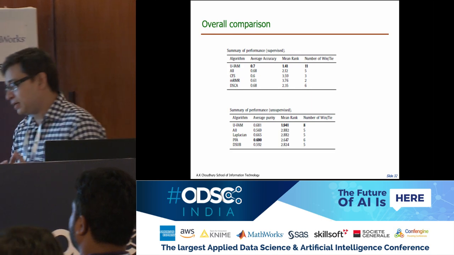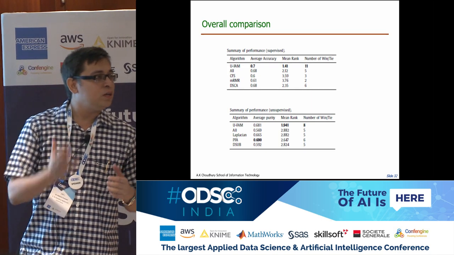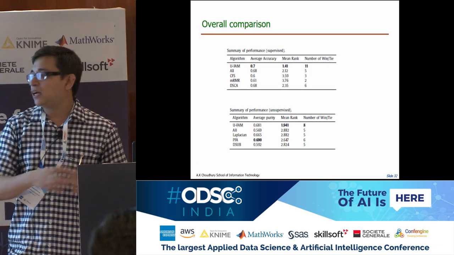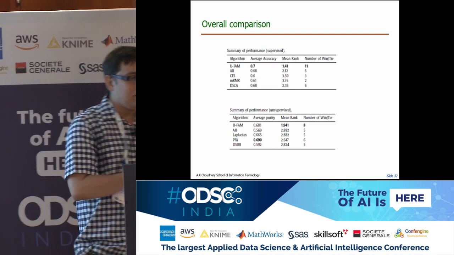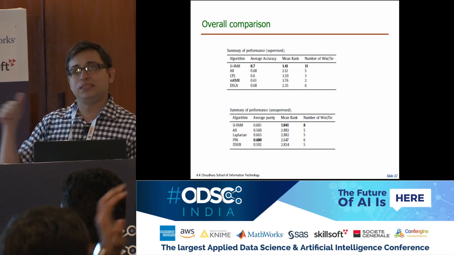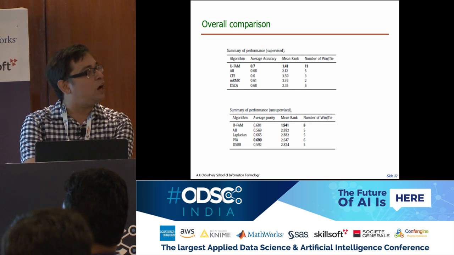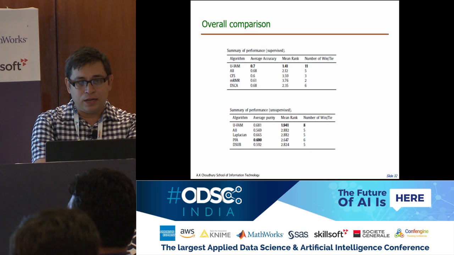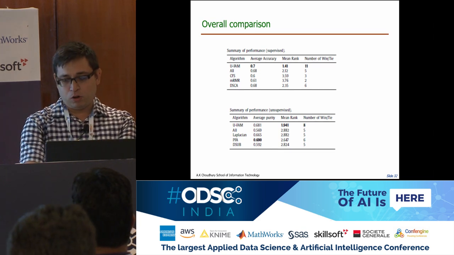For clustering, you don't measure by accuracy, you measure by purity, which basically measures how homogeneous the clusters are. There also we achieved the best mean rank, may not be the best average purity. Average purity wise, our method was second best. Okay, so this was about the graph based feature selection. Now let's come to the text example that we are talking about.